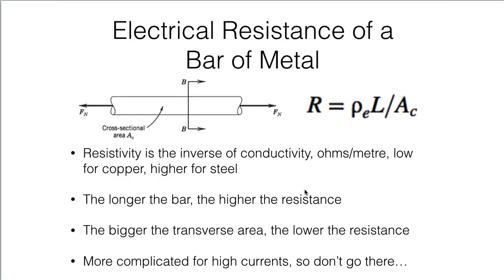Now, if we have a bar of metal and we stretch it, its resistance is going to change. It's going to change for multiple different reasons. One is if we make the bar longer, the resistance is going to be higher. If we make the bar narrower, smaller transverse area, the resistance is going to be higher. Or if it's bigger, the resistance is going to be lower. And so we can apply that technique.